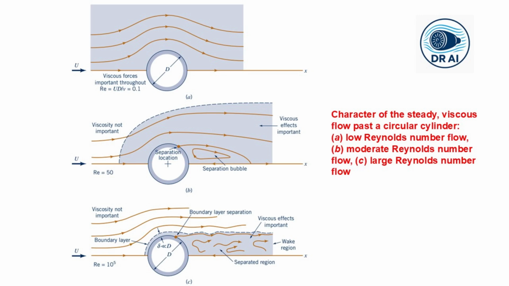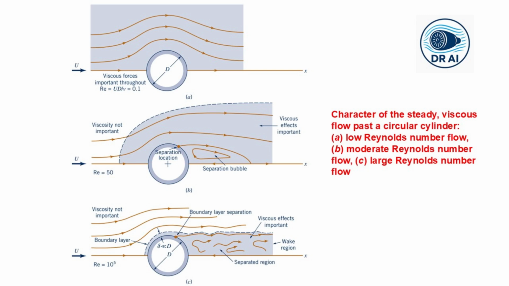So a turbulent boundary layer is thicker, has a fuller velocity profile and produces higher wall shear stress. But interestingly, for blunt bodies, a turbulent boundary layer can delay separation, reducing pressure drag. So this is why golf balls have dimples in them.